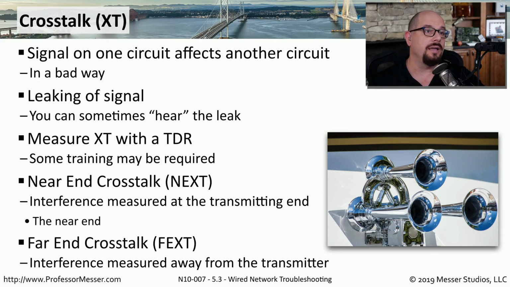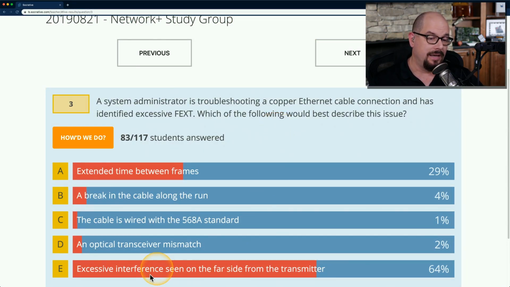So we know that far end crosstalk is indeed a measurement of interference that we take on the far end away from the transmitter. So if you did answer E, excessive interference seen on the far side from the transmitter, the 64% of you got that one absolutely right. An extended time between frames. These frames should be coming in steadily, especially, this is something you really have to worry about with things like voice over IP, where there's a constant amount of traffic coming through. Any large gaps between those frames can cause stuttering when you're listening to the phone call. We call that jitter. So answer A, the extended time between frames, was referring to jitter.